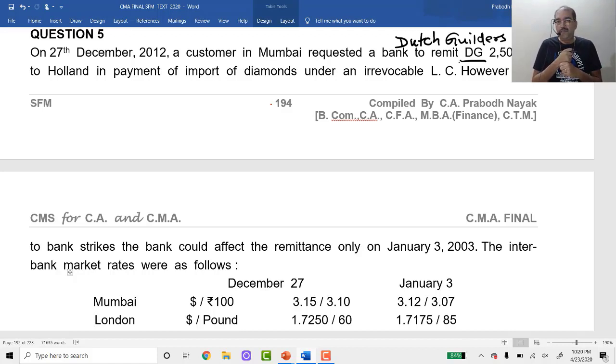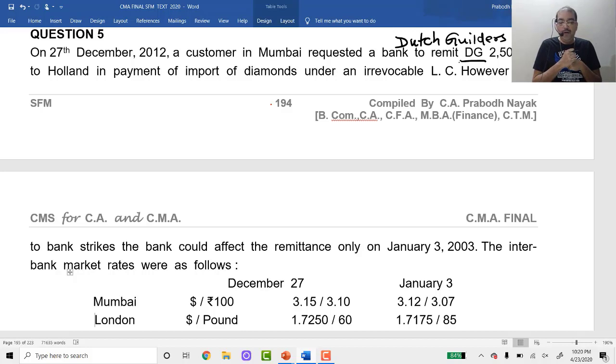The bank has to pay. So that means the customer is an importer, and the bank is paying for him. The customer is going to buy, the bank is going to sell, in payment of import of diamonds under an irrevocable LC.